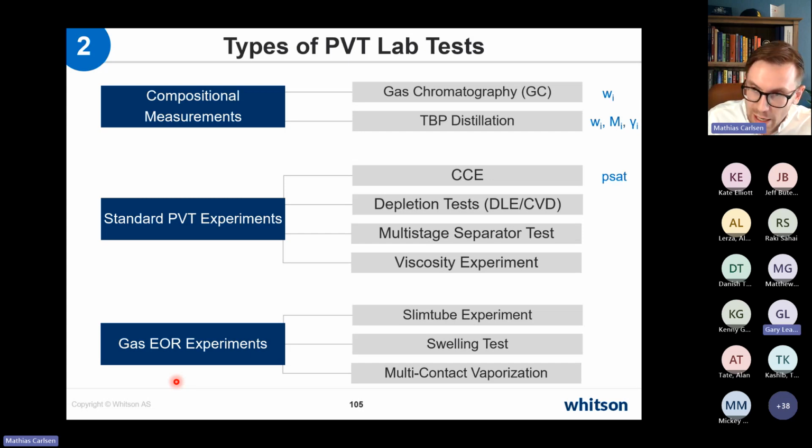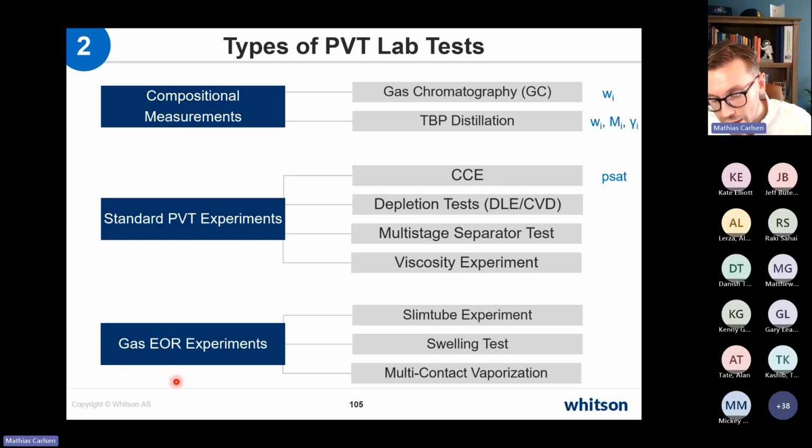The CCE gives you a lot of different things, but primarily that's where you get your saturation pressure and saturation pressure type. This is called the constant composition expansion experiment, sometimes also called the constant mass experiment or constant mass expansion, and that's where you get your Psat.